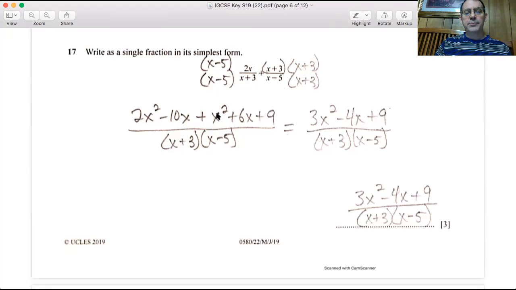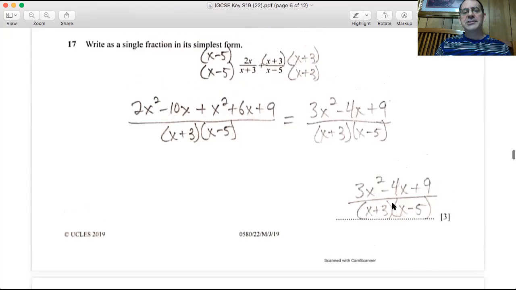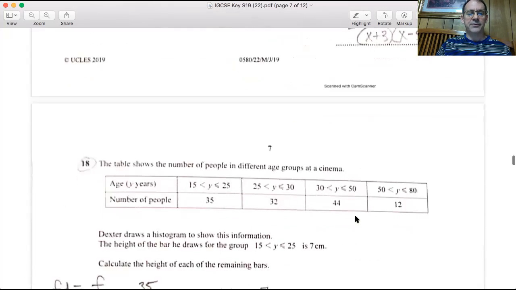So 2x squared plus x squared is 3x squared. A negative 10x plus 6x is a negative 4x. And then the 9 is the constant by itself. And that now is our simplified fraction, single fraction in simplest form. 3x squared minus 4x plus 9 all over x plus 3 times x minus 5.